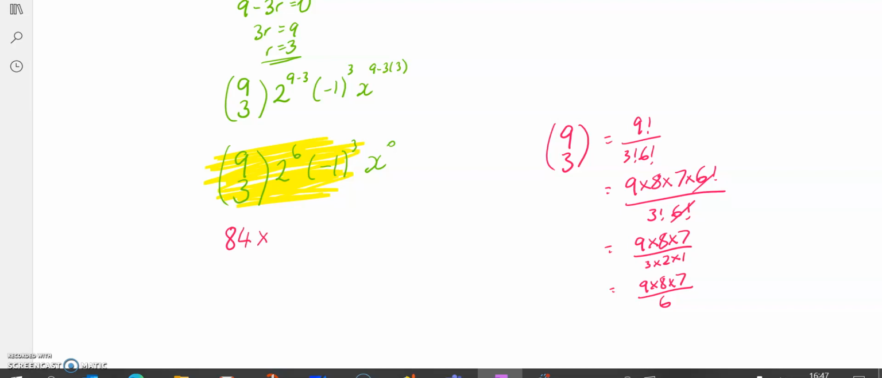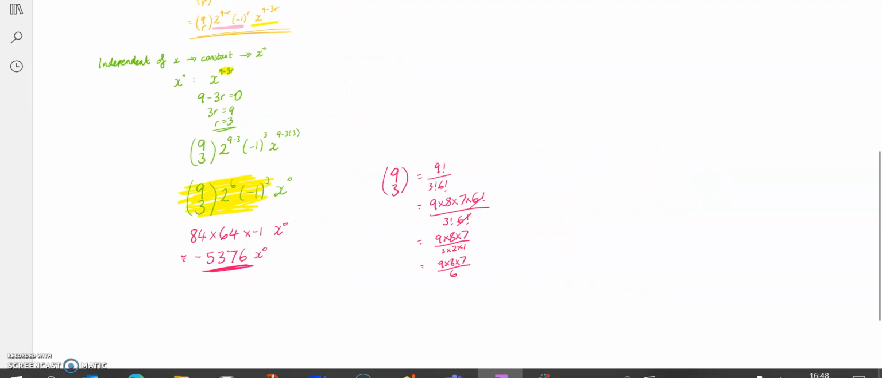2 to the power of 6 is 64. So we're doing 84 times 64 times negative 1. So 84 times 64 times negative 1 is minus 5,376 x to the power of 0. That is the term that is independent of x.